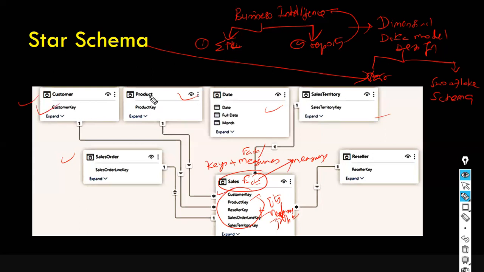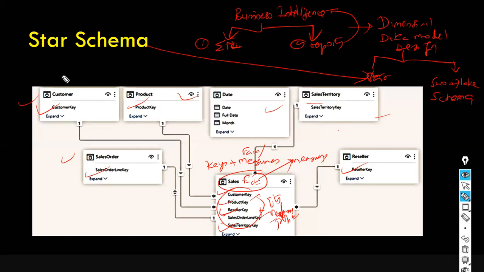Here also customer key is there. Product key is there. Product key is there. And you have reseller key. Look here, reseller key. And then sales order line key is there here. And likewise, the sales territory key will also be there here. If you scroll down, yeah, it is there, sales territory key. The keys from all the surrounding dimension tables, you will have in your fact table, plus the measures or facts. It is nothing but number values. Yes, Pavitra, you are correct. Okay, this is what a fact table is all about.